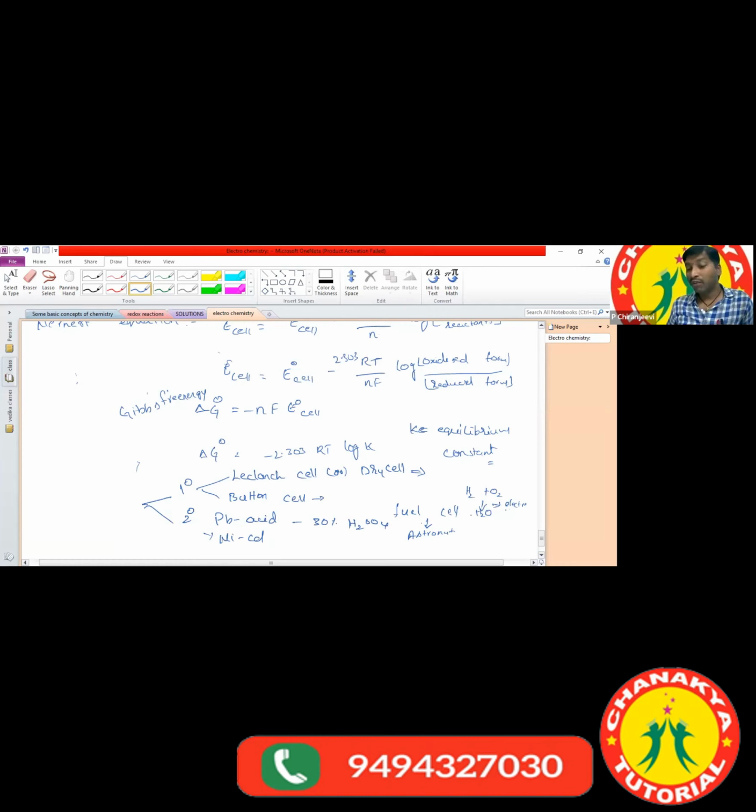Fuel cells are used by astronauts, and they are highly efficient, 70% efficient: 70% of the substance is converted into electrical energy. They are also pollution free and do not produce any pollution. That's why nowadays fuel cells are getting more importance. Now you got the clarity, all of you? So this is about electrochemistry.